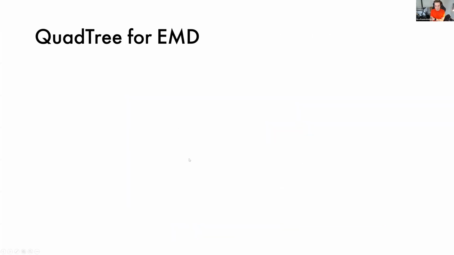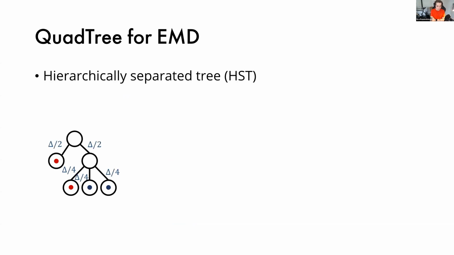But now let's see what it means for earth mover distance. I told you how to approximate a metric with a tree, but now I need to explain why earth mover distance over trees is easy. If we have a tree, then finding a perfect matching between red and blue points is almost trivial. In fact, it works for any tree, but it's particularly easy to see in our case, because our tree is very special: weights decrease exponentially as you go down.